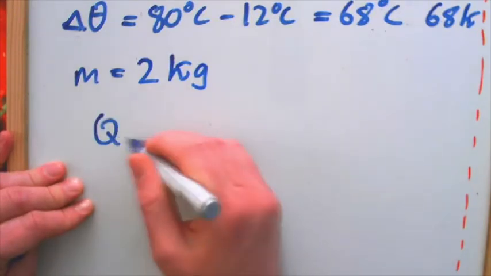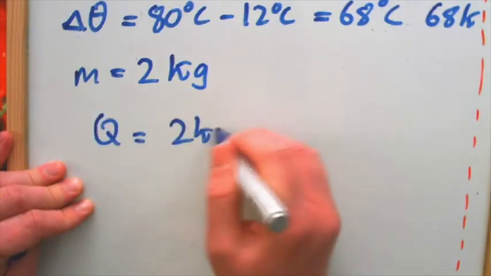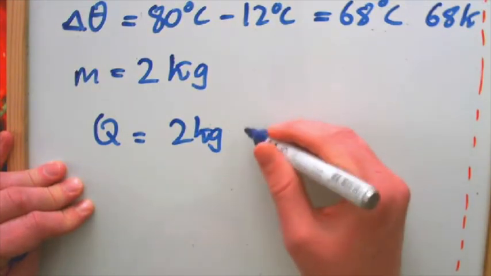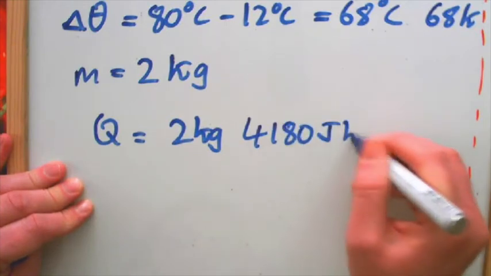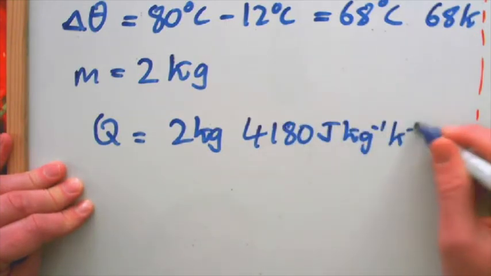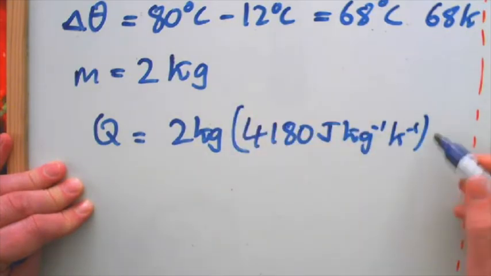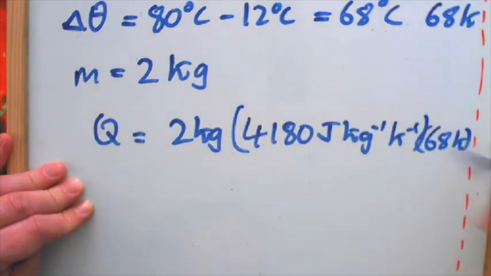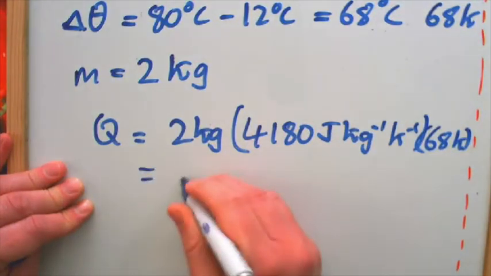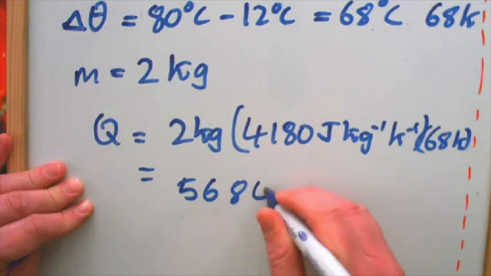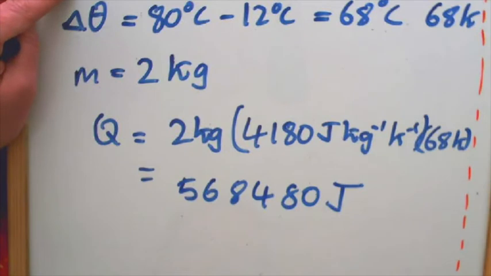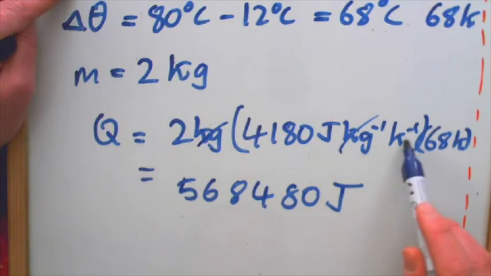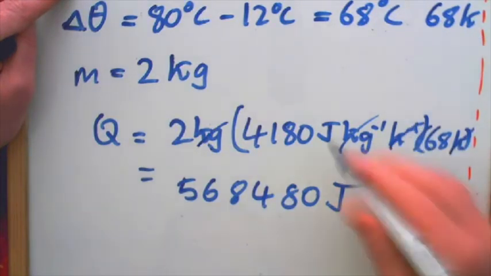So we can just pop this into our formula straight away. So the energy is the mass of 2 kilos times the specific heat capacity of water, which we're given in the question, which is 4180 joules per kilogram per Kelvin. And that's times the temperature change we're looking for, which is 68 Kelvin. And that works out as 568480. And because we know we're looking for energy, it should be joules. So let's just check. Kilograms times kilograms to minus 1, they cancel each other out. And Kelvin to the minus 1 cancels out this Kelvin, leaving us with just joules.